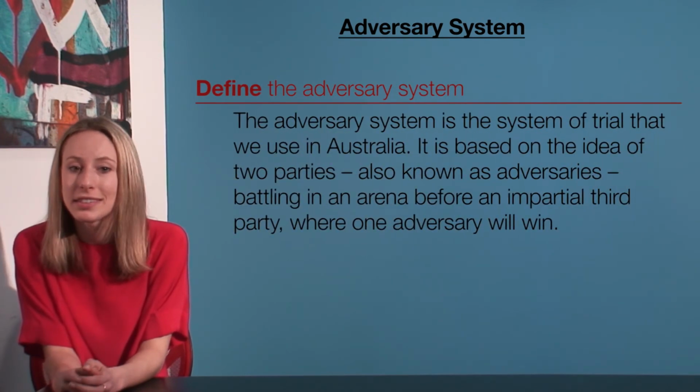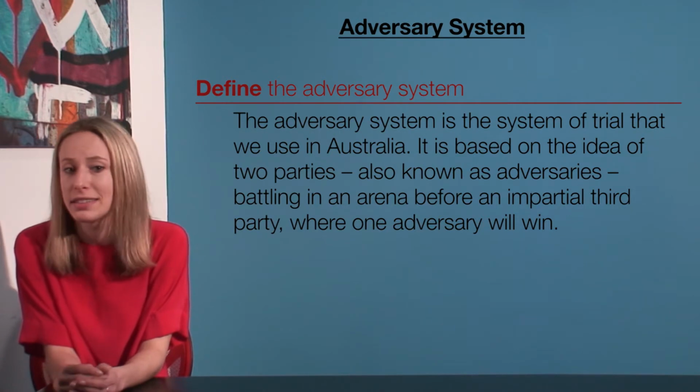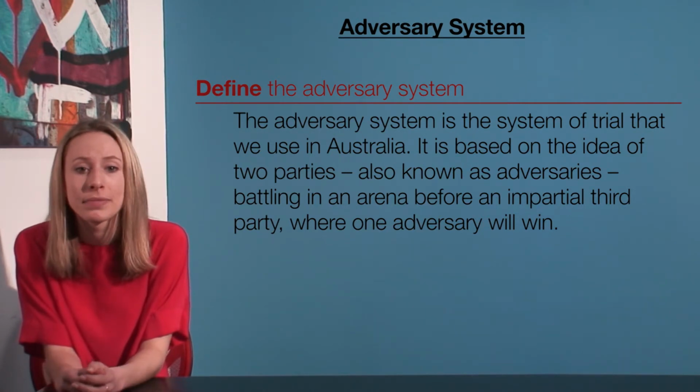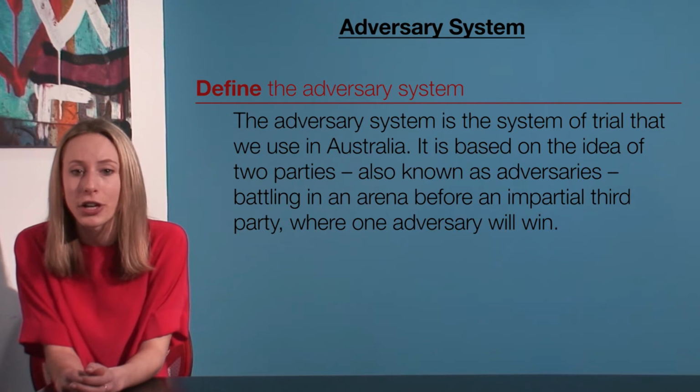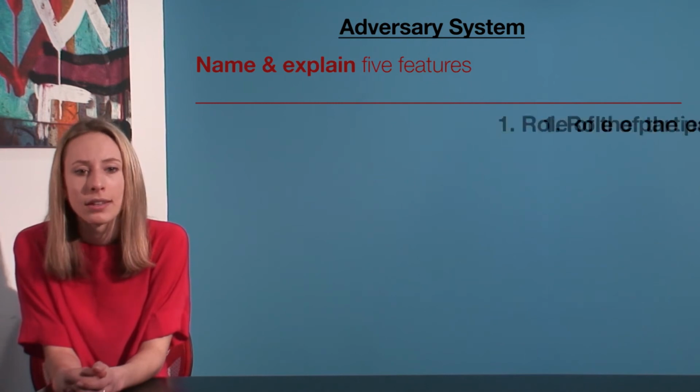The adversary system is the system of trial that we use in Australia. It is based on the idea of 2 parties, also known as adversaries, battling in an arena before an impartial third party, where one adversary will win. The 5 features you need to remember are: 1.